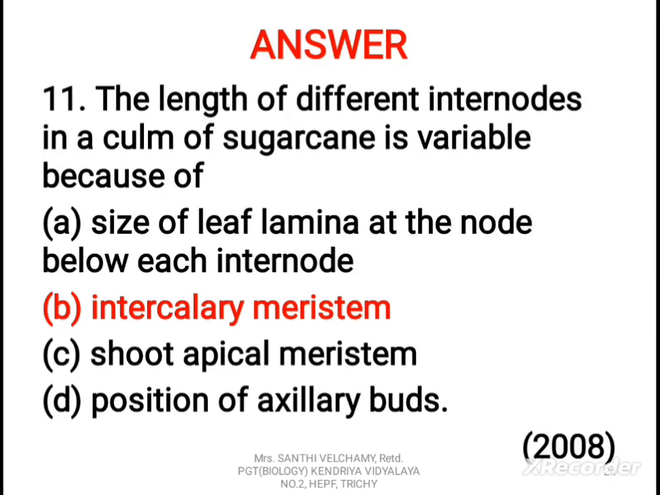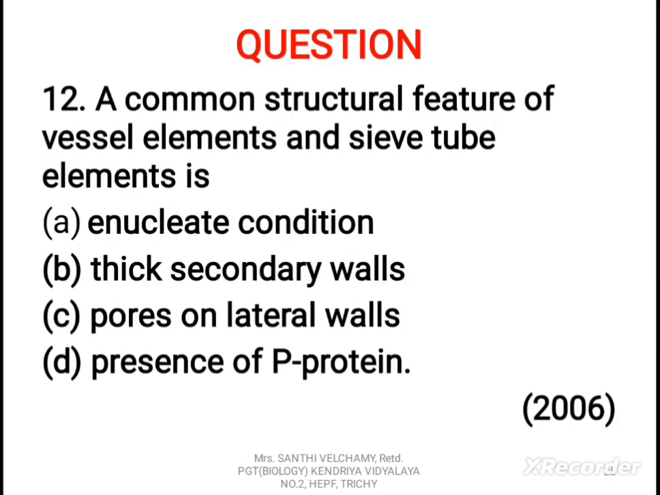So now let us go to the next one. A common structural feature of vessel elements and sieve tube elements is: A. Enucleate condition, B. Thick secondary cell walls, C. Pores on lateral walls, D. Presence of P protein. The correct answer is A, enucleate condition. Xylem vessels are hollow elongated cells with open ends and pitted walls. Cell walls are lignified. At maturity, the nucleus is absent in these vessels.